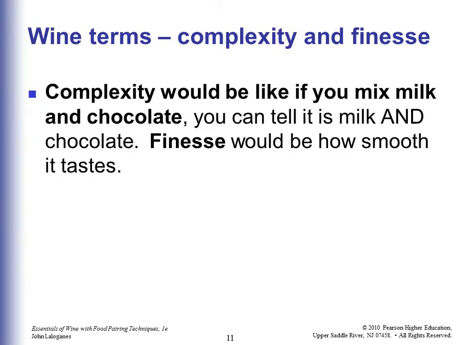When they talk about wines, you'll hear them talk about complexity and finesse, all of which means nothing to us, but we can relate it to things that we do know what they are. Complexity would be like if you mixed milk and chocolate. You can tell it's milk, and you can tell it's chocolate. The finesse would be how smooth it tastes. So complexity is you know there's two different things in there. There's milk and there's chocolate, but you can tell when you drink it it's chocolate milk. And the finesse is, does it go down smooth, or is it heavy?